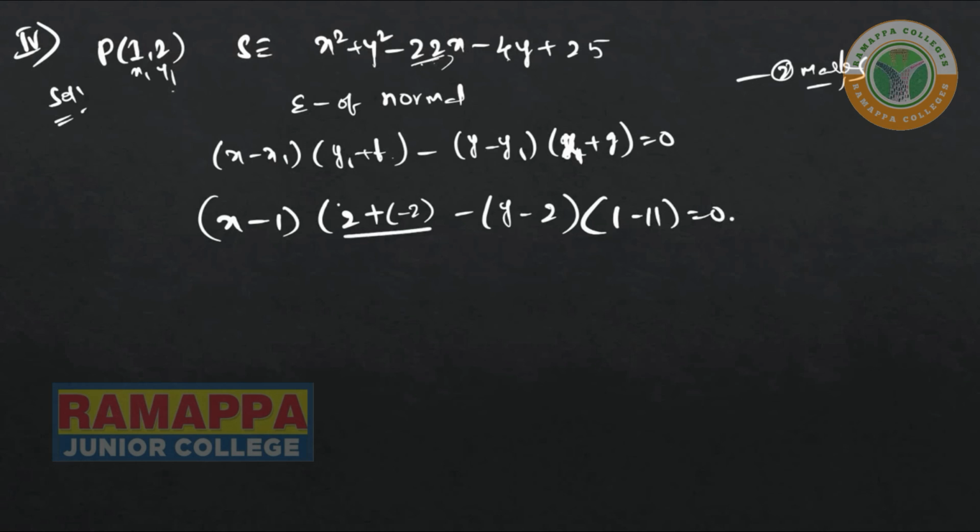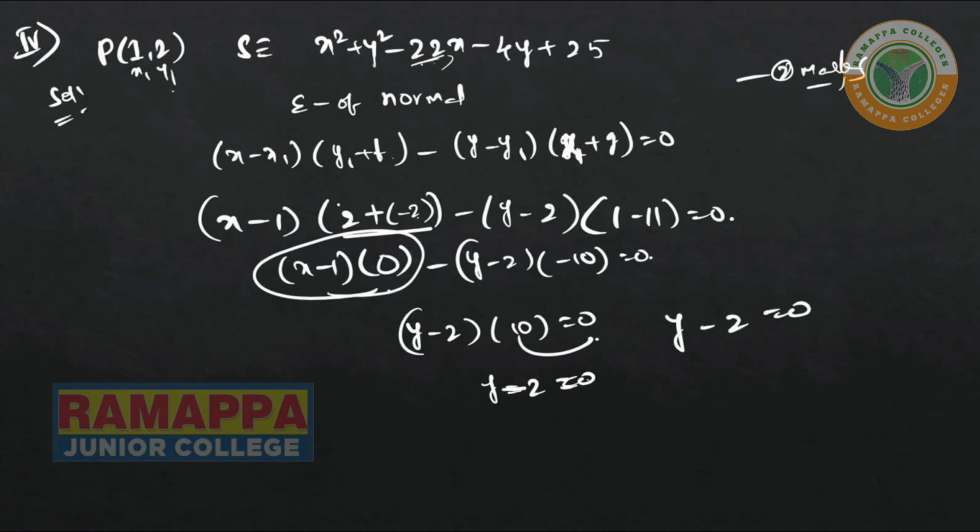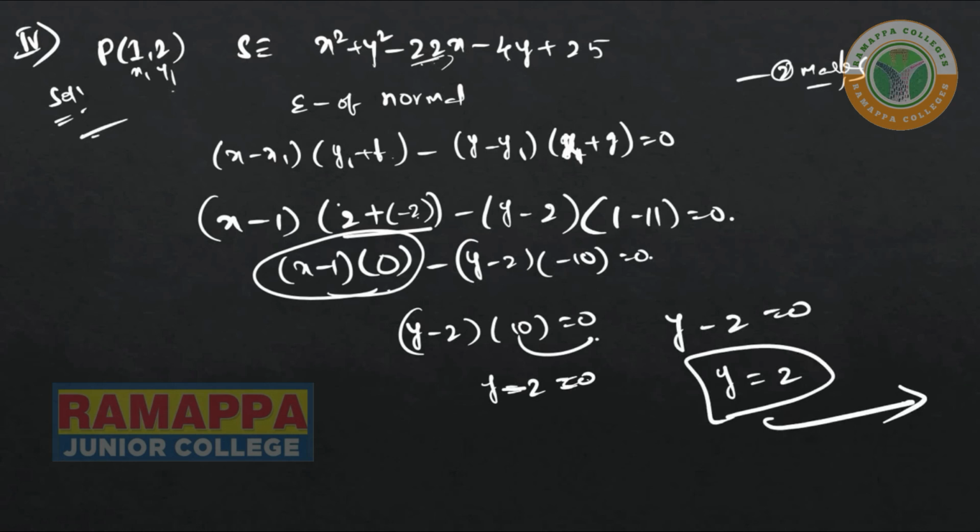So it will become here minus 2 and plus 2 will become 0, (x minus 1) into 0 minus (y minus 2) into minus 10 is equal to 0. Now it will become totally 0, and what remains is (y minus 2) into 10 is equal to 0. So y minus 2 is equal to 0 here, 10 will go there, 0 by something is 0, y minus 2 is equal to 0 and y is equal to 2. Here is the answer. So this is the solution of this question.